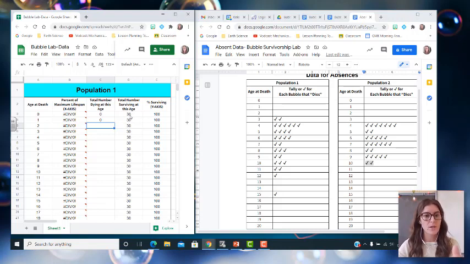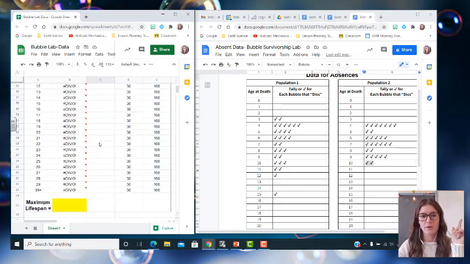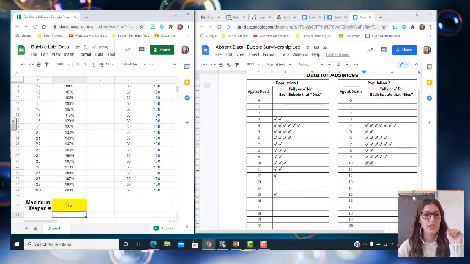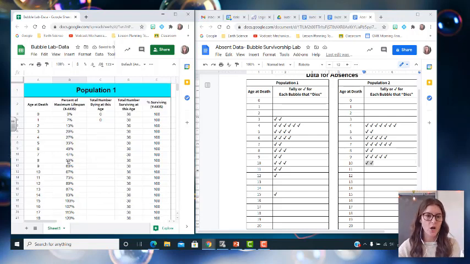30 survivors. And actually, I'll go ahead and fill in. The other thing that you need to do on the bottom of your spreadsheet there, the yellow box that says maximum lifespan. That is, how old is the oldest bubble in that population? And for us, it's 15. Okay, great. So now this other column is starting to populate as well, and I'll talk about that in a second.